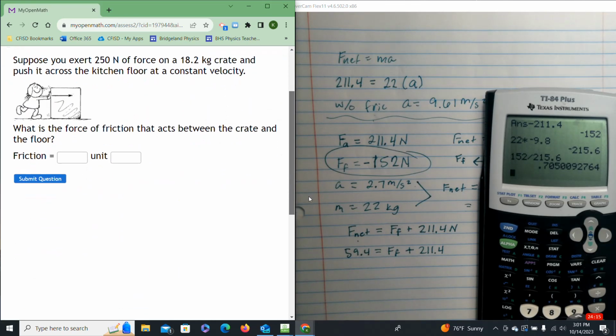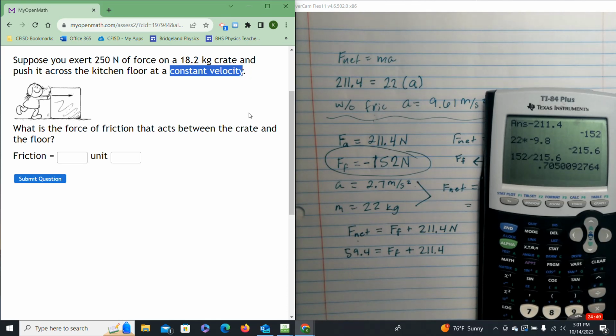Next question says, suppose you exert 250 newtons of force on an 18.2 kilogram crate and push it across the kitchen floor at a constant velocity. What is the force of friction that acts between the crate and the floor? This appears at first glance to be a calculation problem, but it's really not. And the reason I say that it's not is because of these 2 words, constant velocity.